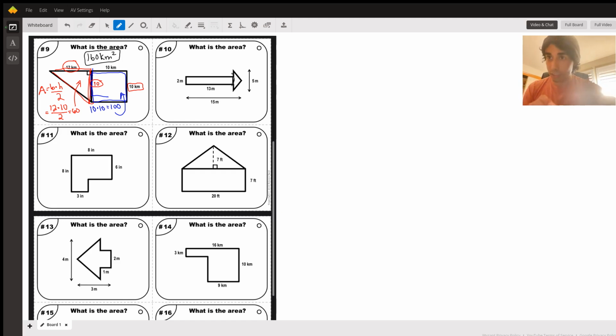We know how to find the area of each of those, right? So the rectangle is the easier one. The area of a rectangle, let's do a different color, I'll make the rectangle green, is the length times the width, right? So 2 times 13. So we've got 26 meters squared. That is the area of the rectangle.